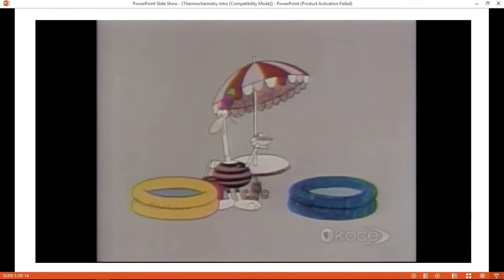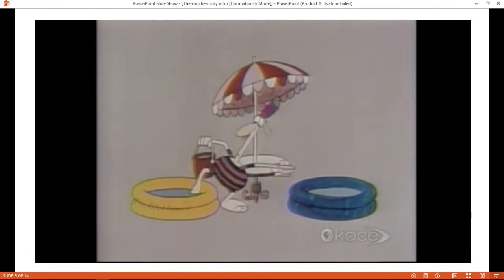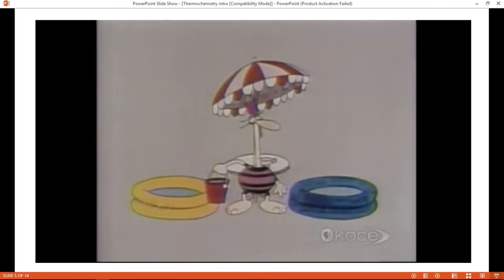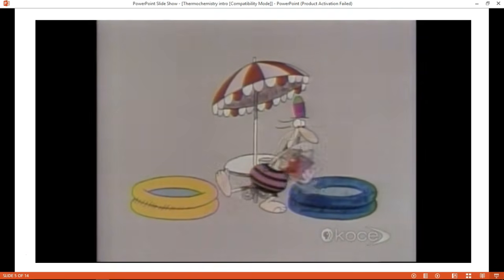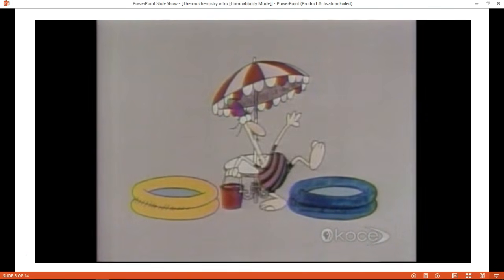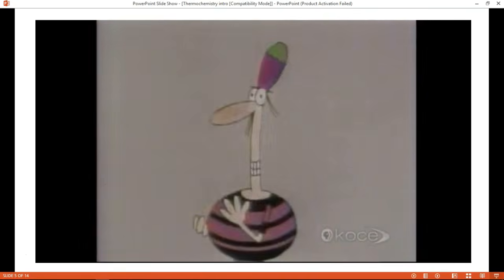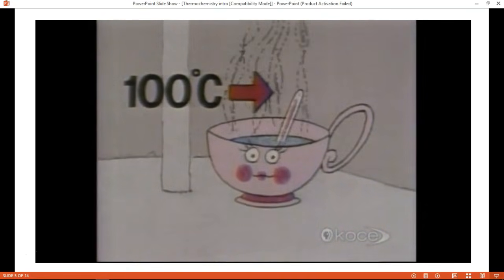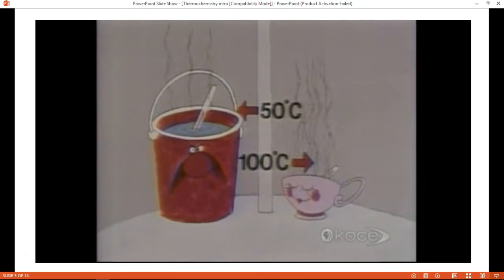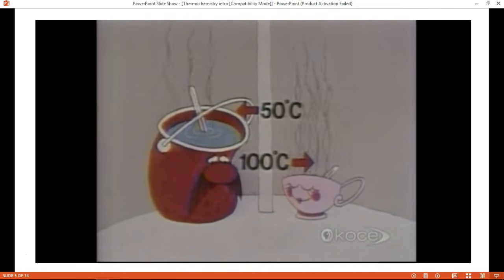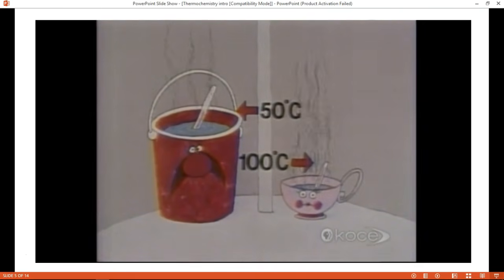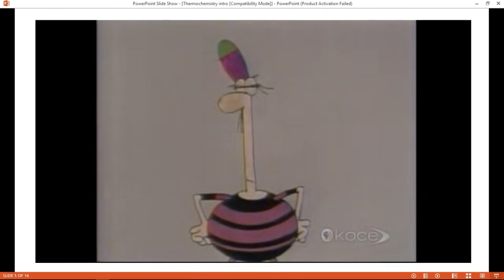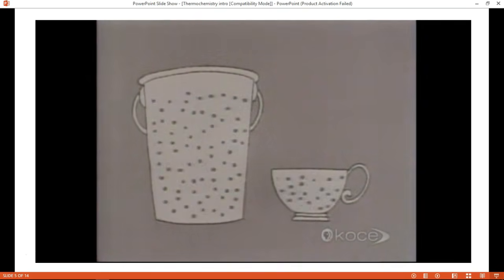When you pour the cup of boiling water into the yellow pool, does the water feel any warmer? You can hardly feel any difference at all, can you? Now pour the bucketful of 50-degree water into the blue pool. How does that feel? Quite a bit warmer? Aha! So even though the water in the cup was considerably hotter than the water in the bucket, the 50-degree bucket water is much better at heating up swimming pools than the 100-degree cup water. Why is this? Well, let's look at the facts.